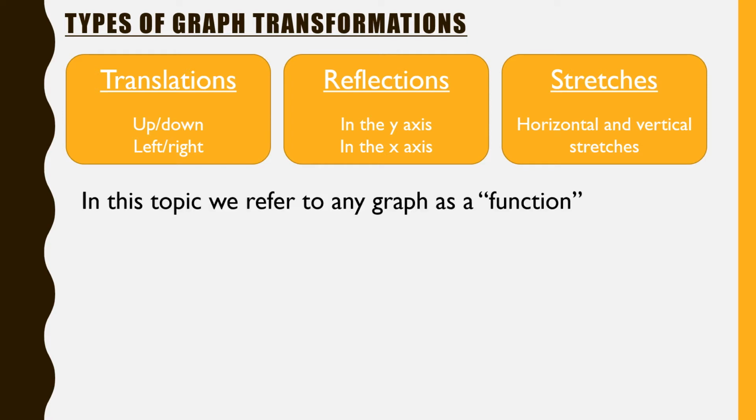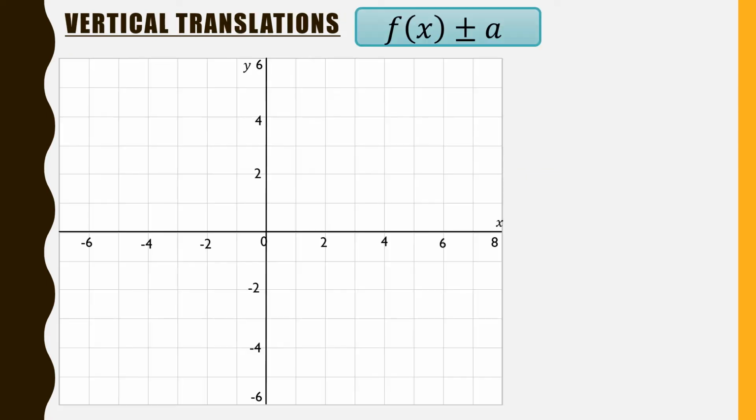And just so we know, any graph I refer to in this PowerPoint, I will refer to as a function. This means that I can draw random graphs and just say the function, and then we know exactly what to do for that. And we use the function notation. f(x) means the function of x, and that could be anything from a quadratic to a cubic to a sine or cosine curve, whatever it might be. So we're going to start off with vertical translations.